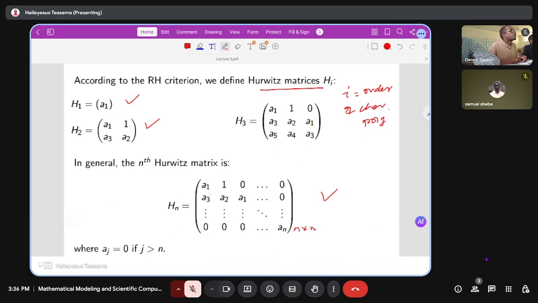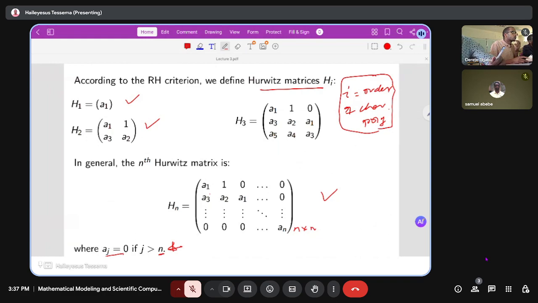provided that Aj is 0 if j is greater than the order of the matrix, where n is the order of the polynomial. N is the order of the characteristic polynomial, which is the degree of the characteristic polynomial, we can say.